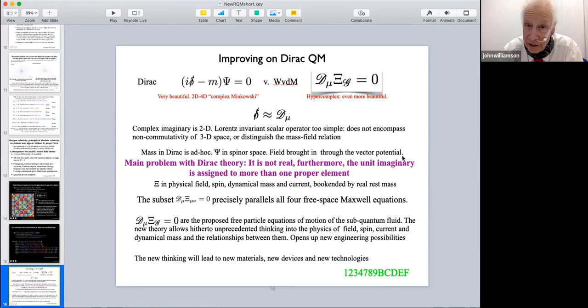Mathematics is a language, and a language enables you to think things that otherwise couldn't be thought in another language. We all know that. We all play with maths. This one's a good one. This one you can really think with, and you can think about things that are otherwise completely untouchable. It opens up huge new engineering possibilities, and I think this kind of thinking is going to lead to lots of new materials, new devices, and new technologies.